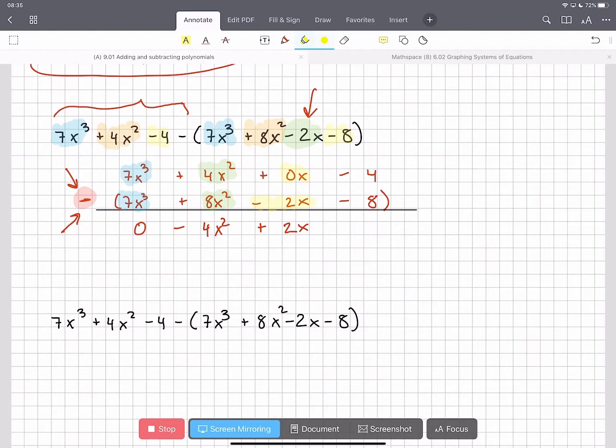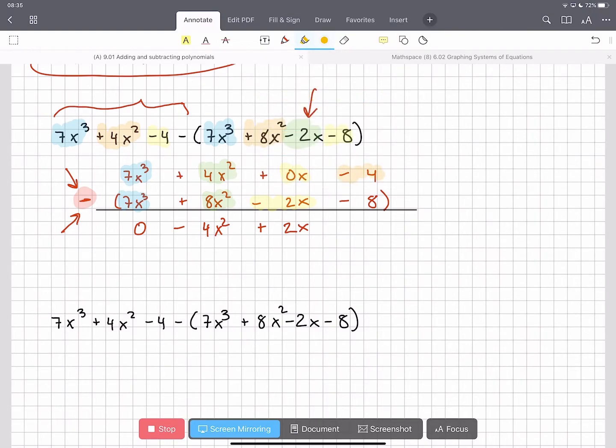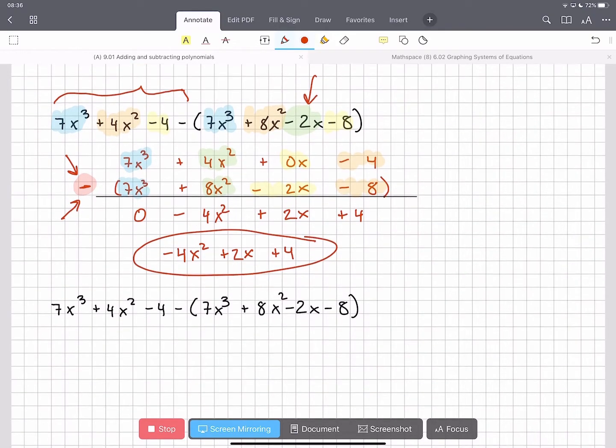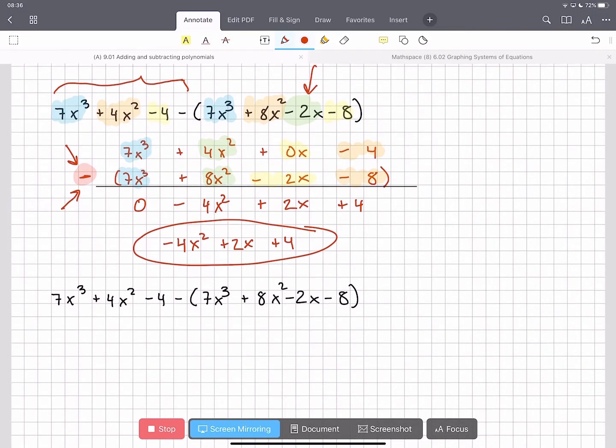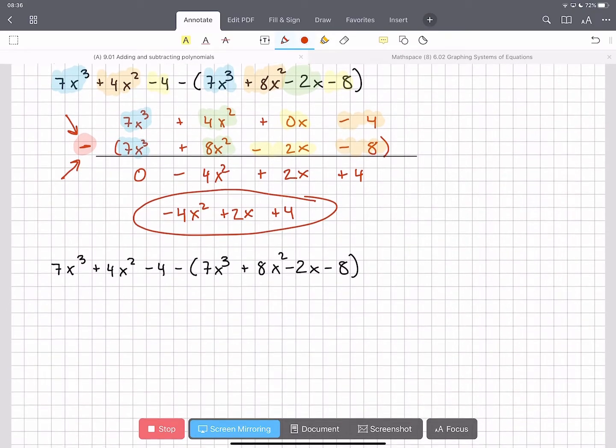And then lastly, I have negative 4 minus negative 8, which is positive 4. So now I can just simplify my answer into negative 4x squared plus 2x plus 4. It's in descending order, and that's the answer. So that's the way I prefer to do these. You don't have to do it like that. You can do it horizontally if you want, and I'll show you that now.